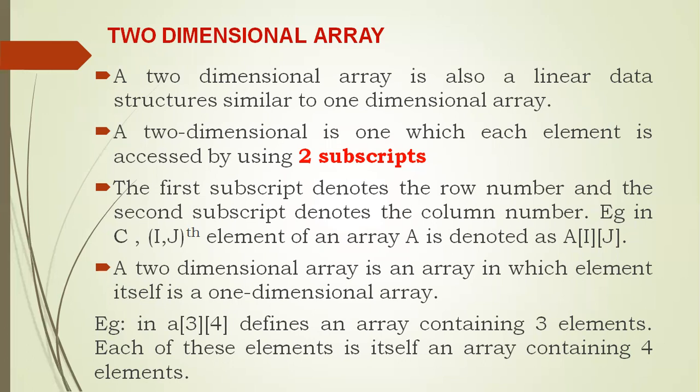A 2-dimensional array is also represented as a 1-dimensional array. Example, A of 3, 4 defines an array containing 3 elements. So the number of elements is equal to the number of rows, and each element is further divided into the number of columns. In this example, each element is further divided into 4 columns.